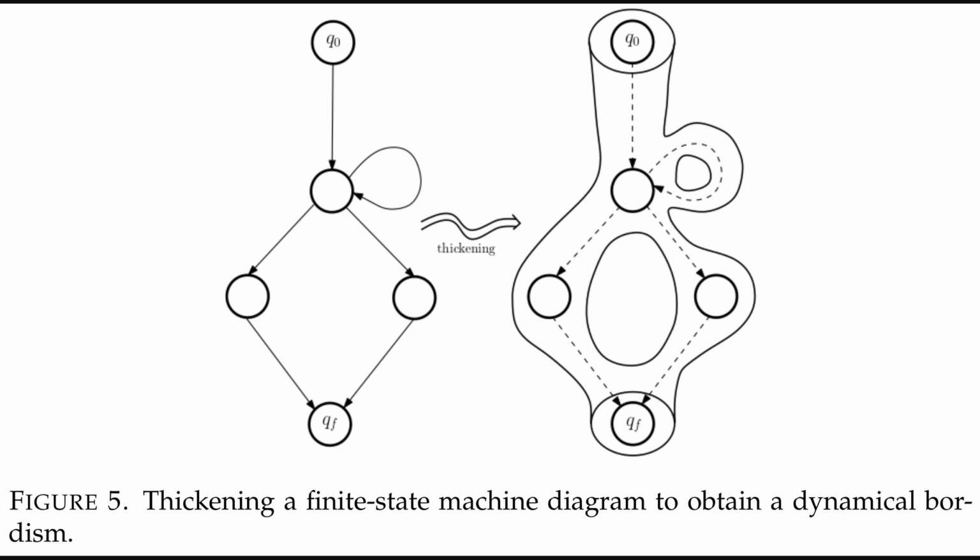Building on that idea, this figure shows exactly how such a dynamical bordism can be constructed. On the left, we have a simple finite state machine, which is a basic model of computation with distinct states and rules for moving between them. The authors then perform an operation they call thickening. They essentially inflate this abstract diagram into a physical shape, the dynamical bordism on the right. The original states become entry and exit points, and the transitions become channels for a flow, turning the logical steps into a continuous physical path.